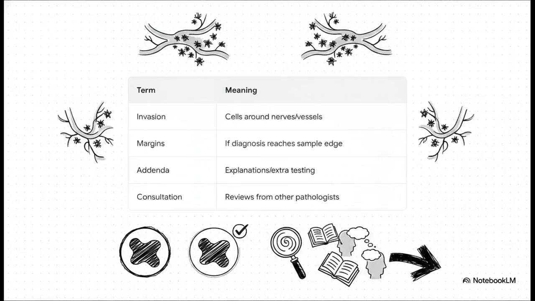Now, if you see perineural or lymphovascular invasion, that means tumor cells are growing around or within a nerve, a lymphatic channel, or a blood vessel. It doesn't mean cancer has spread throughout your entire nervous system, but it's a specific feature that dictates risk.